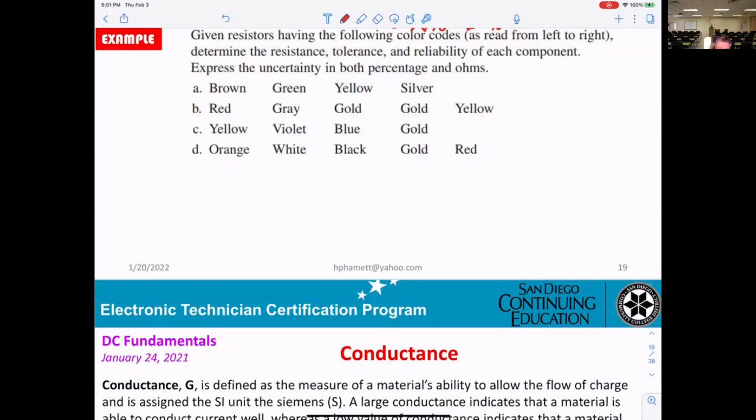What is the value of number A? $150 kilo ohms, plus or minus. Just a minute. 50 kilo ohm, right? Plus or minus 10%. I believe it's not the right answer. So brown, 5 times.